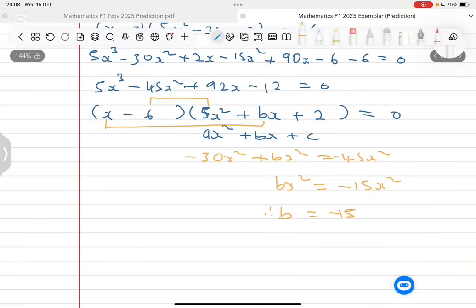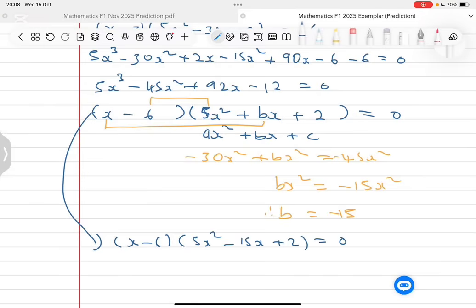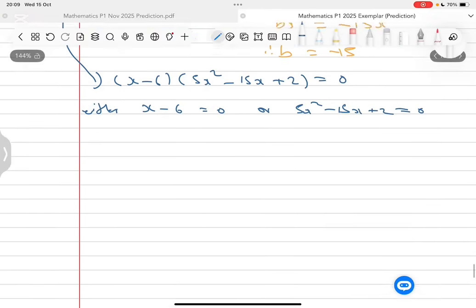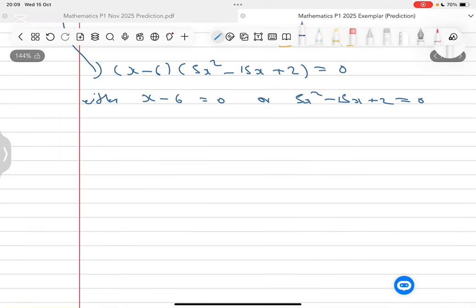Now this equation transforms into the factorized form: x minus 6, times 5x squared minus 15x plus 2, equals 0. At this stage, we would say either x minus 6 equals 0 or 5x squared minus 15x plus 2 equals 0. Now, for this one, I can't readily see factors here. I'll just use the quadratic formula.